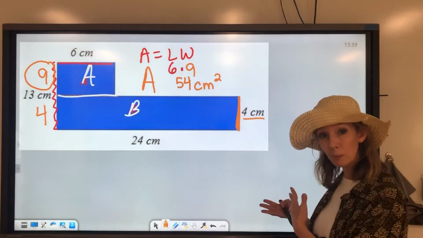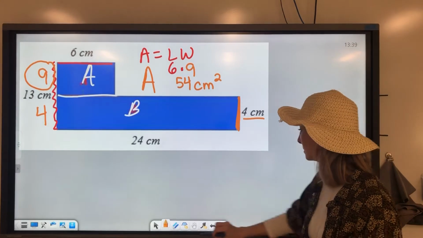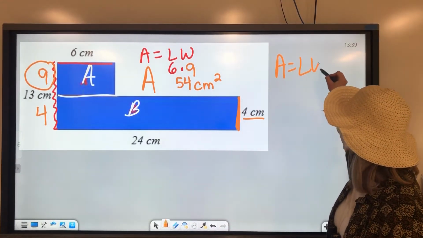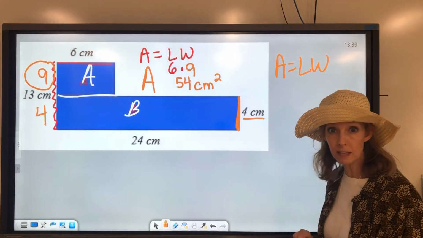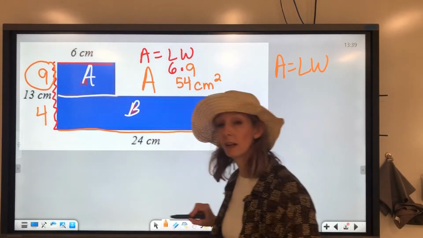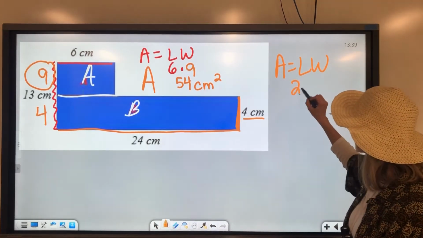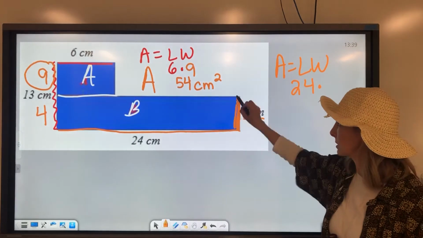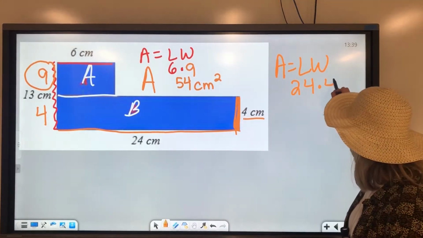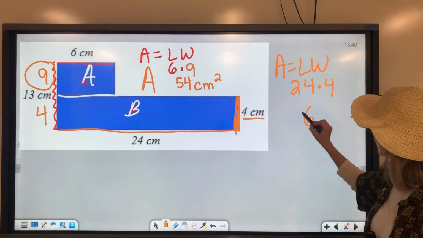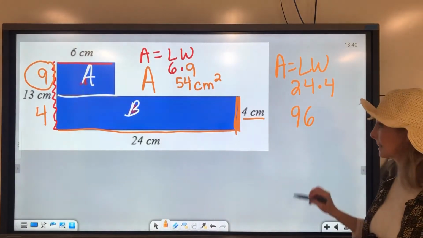How about rectangle B? Well, again, for rectangle B, we have a rectangle, which is the area equals length times width. I can see this long line down there is 24. That's my length. How about my width? Well, this one was easy, right? We already knew it's just the 4. So I have 24 times 4. And I get 96.